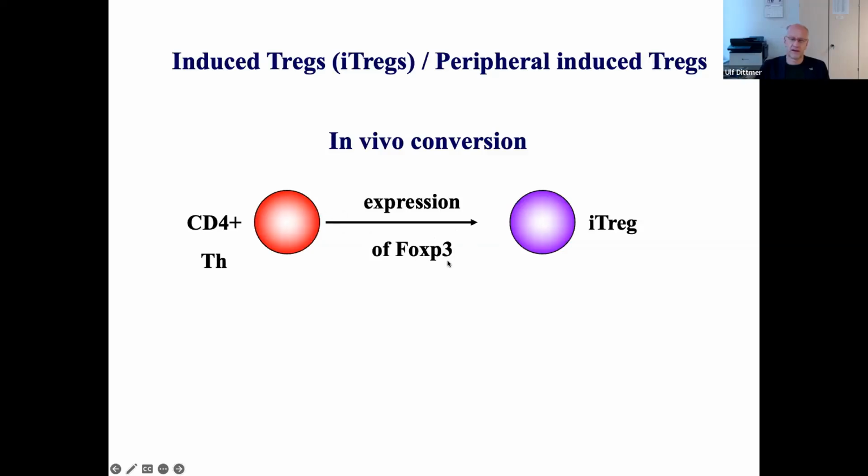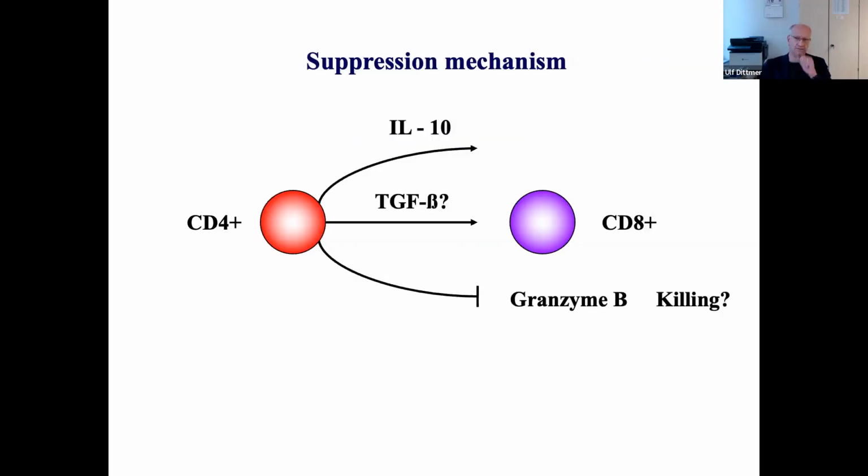And they came, like I said, from effector T cells. So it's a different origin for this cell population. So what's their mechanism of suppression? There are a few other mechanisms that have been described for these cells. The most important one is the production of IL-10. IL-10 is an immunosuppressive cytokine, and these induced Tregs have a strong ability to produce IL-10. They also produce TGF-beta and can suppress by TGF-beta.